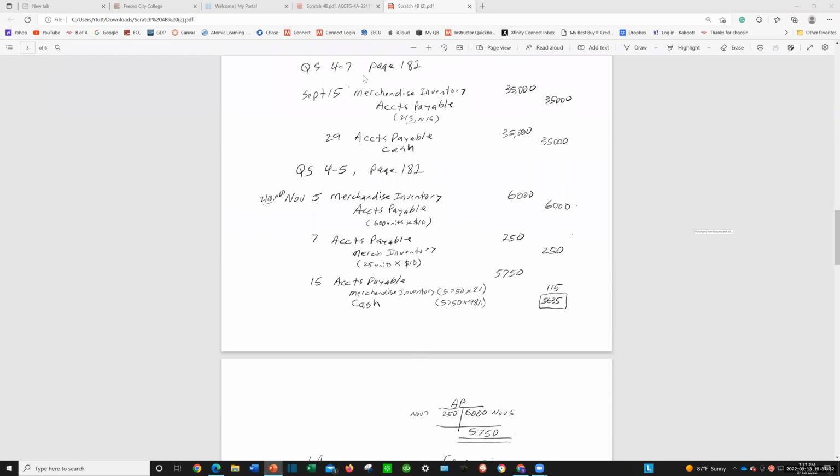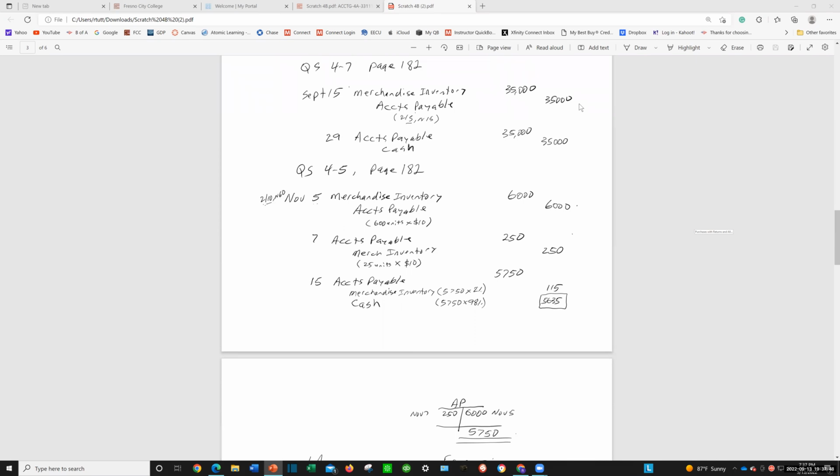Quick study 4-7, page 182. On September 15th, we bought merchandise inventory for $35,000. Debit, merchandise inventory, $35,000. Credit, accounts payable, $35,000.